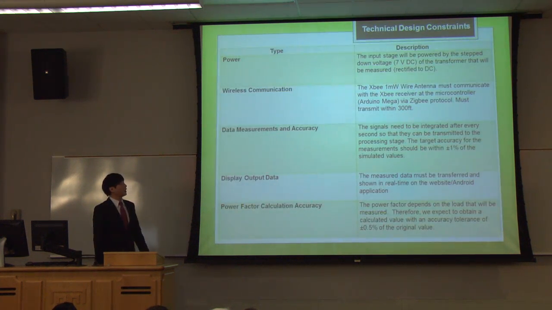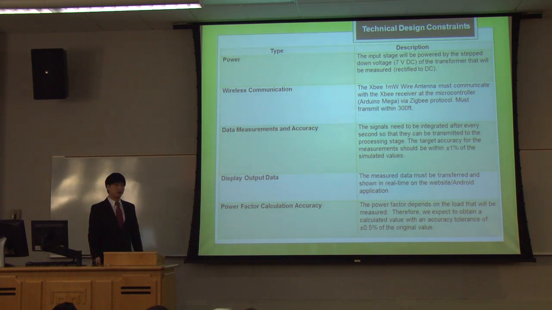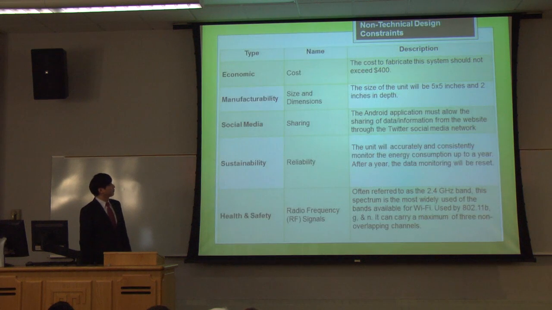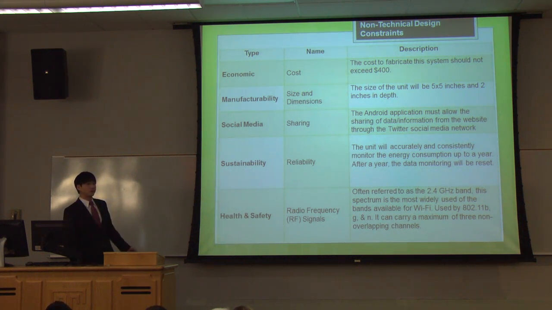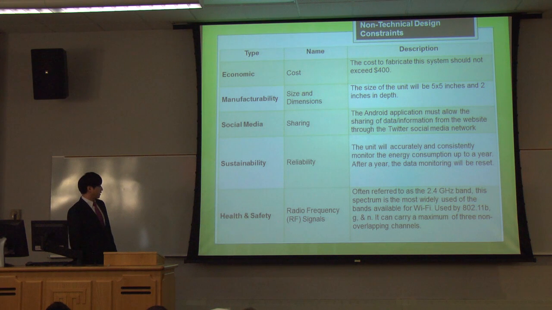We have 5 technical design constraints: power, wireless communication, data measurements and accuracy, display output data, and power factor calculation. We have 5 non-technical design constraints: economic, which is cost; manufacturability, which is size and dimensions; social media, which is sharing; sustainability, which is reliability; and safety, which is radio frequency signals.